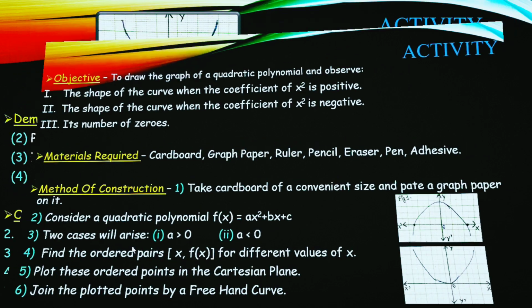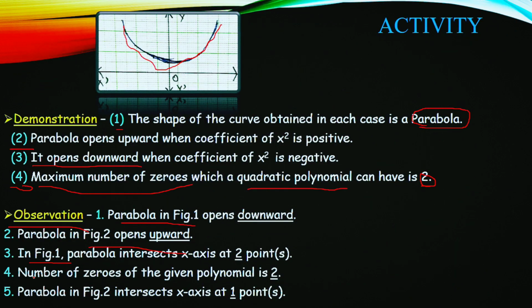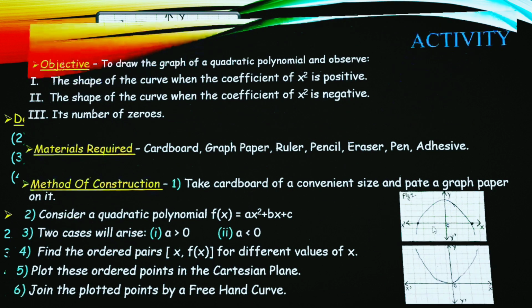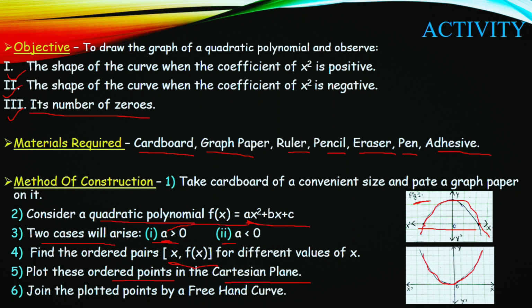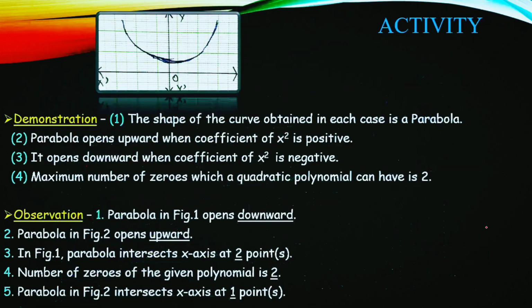And the next thing we observe is that the number of zeros in the given polynomial is 2, because it cuts the x-axis at 2 points. If it cuts the x-axis at 2 points, it means the number of zeros will also be 2 in this quadratic polynomial.